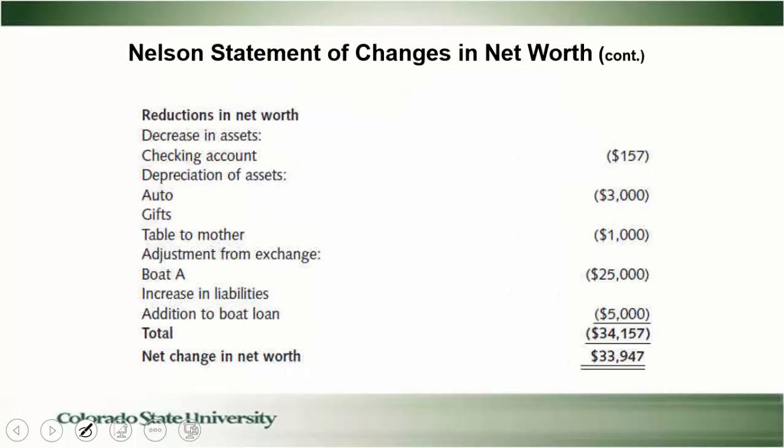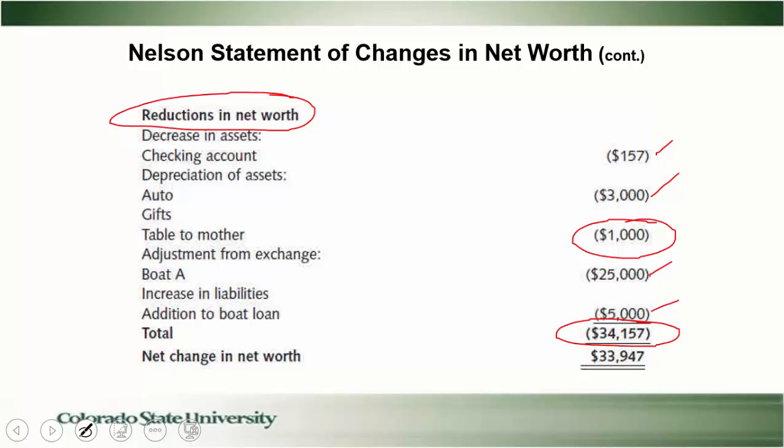However, there were also activities that reduced their net worth from 2012 to 2013. Their checking account balance went down. Their automobile lost value. They gave away a table to their mother, which you have to dig deep into the notes in the chapter to find, but they gave away a $1,000 table. They no longer have boat A, and the boat loan actually went up. They borrowed more money in order to acquire, as part of that transaction, to upgrade their boat and acquire personal watercraft. So all of these come together to essentially have a negative effect on their net worth.